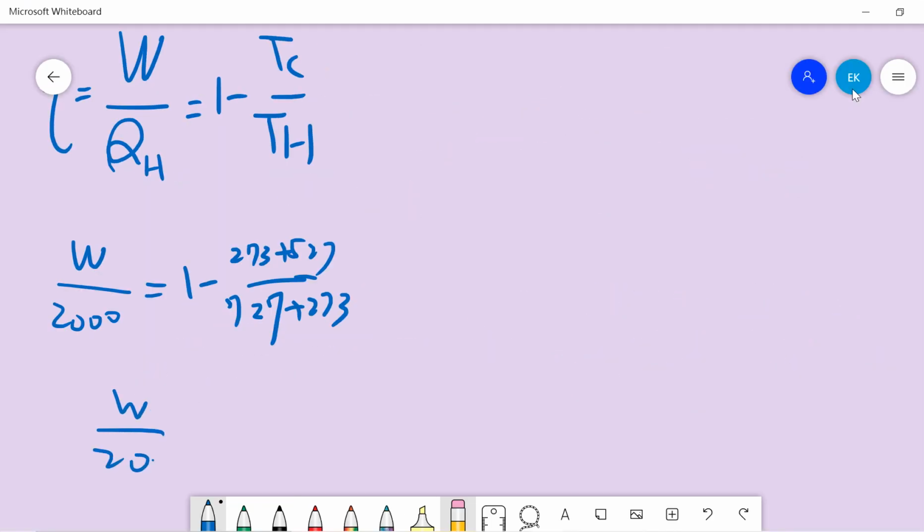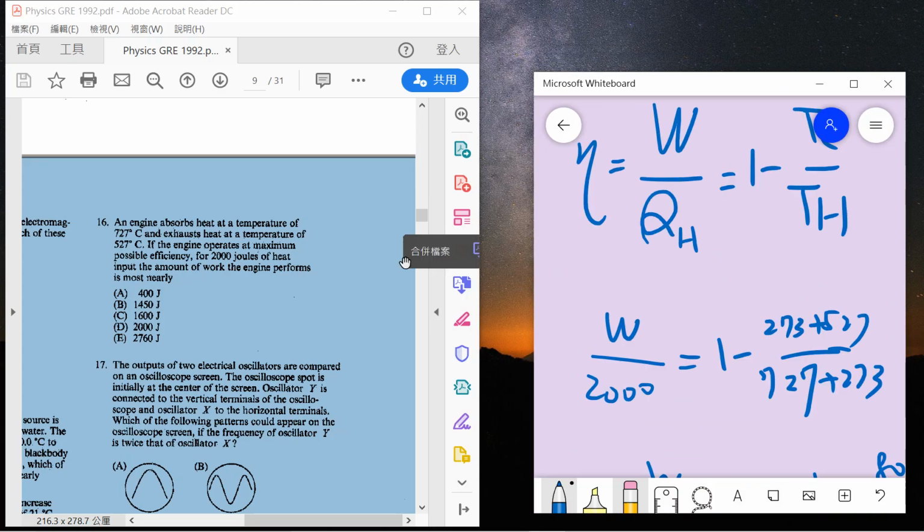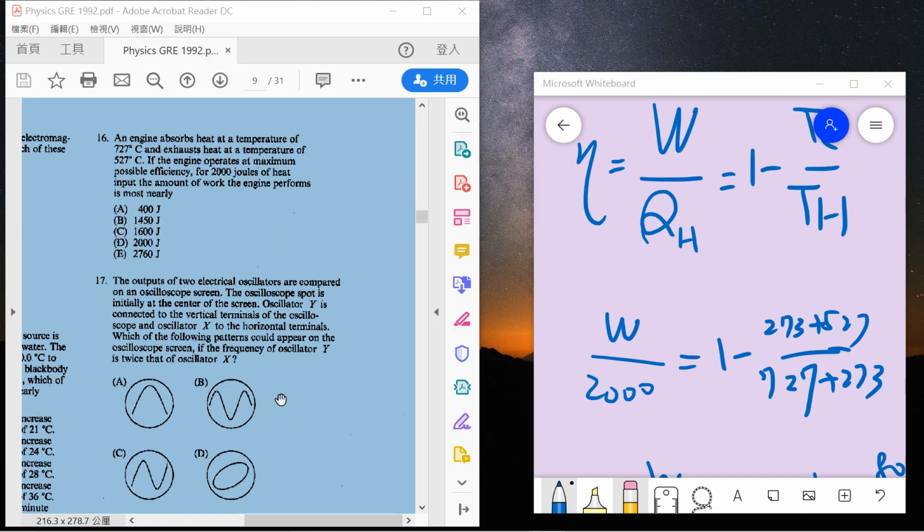Okay, so it's obvious that this is set up very well. So this is 1000. So 0.2. So W is 400. So the answer is A.